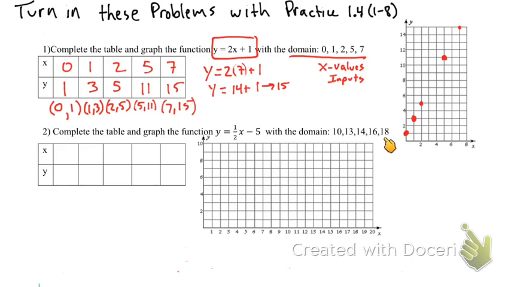The domain here. So we're going to just copy these x values into the x table. Okay? Ignore that. So you should have something like this. All right? Now to find the y values, we're going to take each x value and plug it in for the x to find our y value. So let's start with 10.